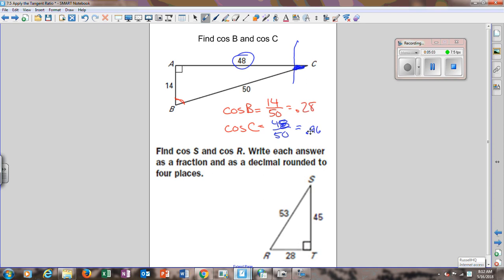These answers should look familiar to you. The cosine of B is the same as the sine of C. Cosine of C is the same as the sine of B.